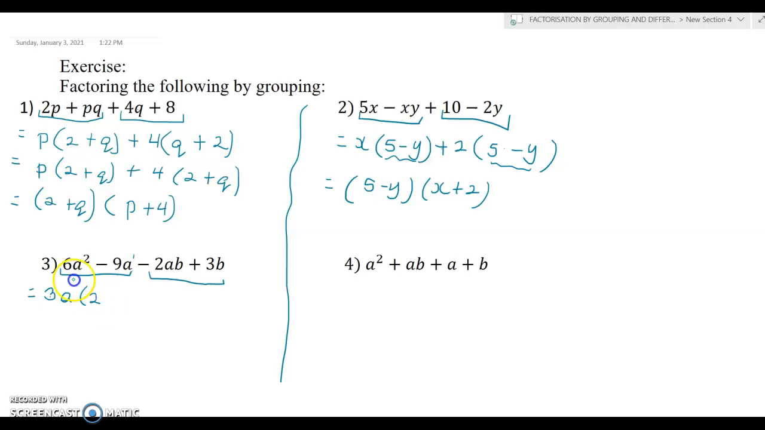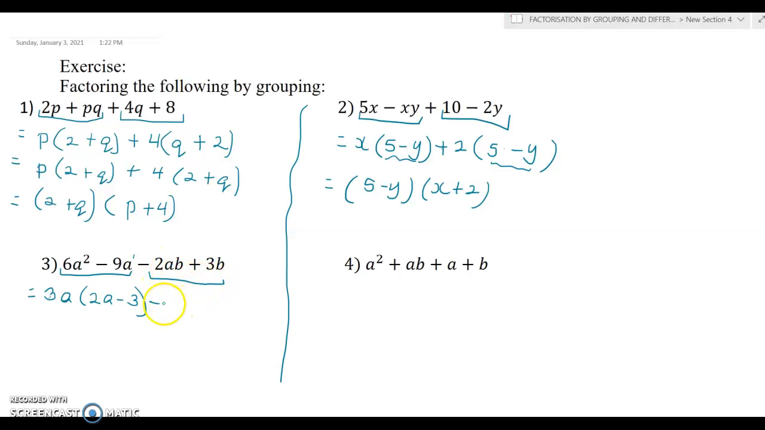So let's go now. 3 by 2 will give me back that 6. And a by a will give me back that a squared. Put your takeaway sign in the middle. 3a by 3 will give me back that 9a there. Put your minus sign in the middle.